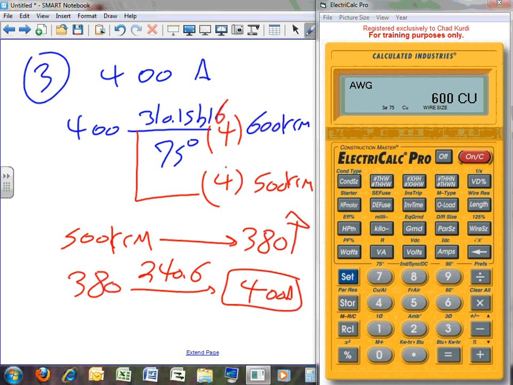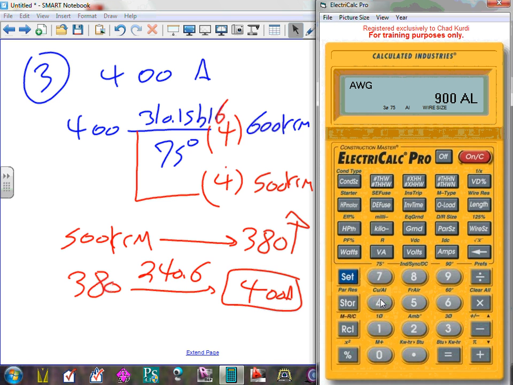So I changed my mind. I'm going to go aluminum. Let's go change and set this one and see if we can get an aluminum. 900 AL. Bad idea. Too big of a conductor. I want to parallel. So let's go 2 and hit parallel. Now you get 250 aluminum. Two sets of 250 aluminum for this 400 amp.